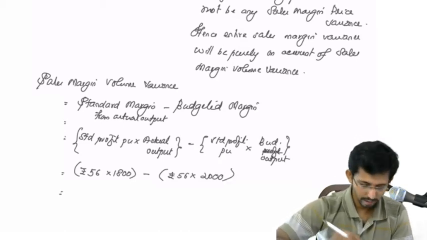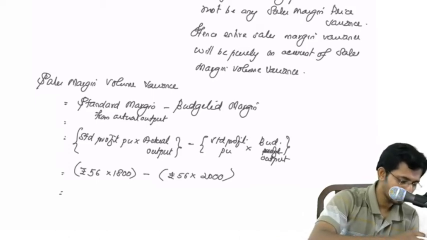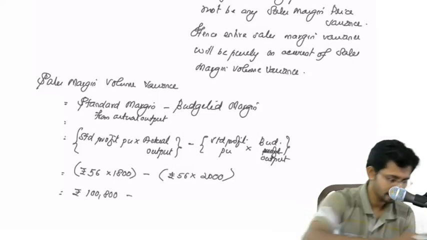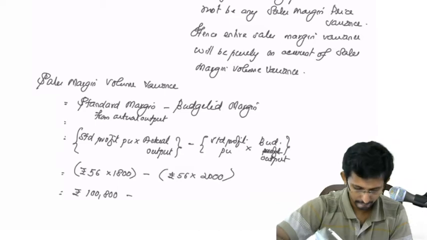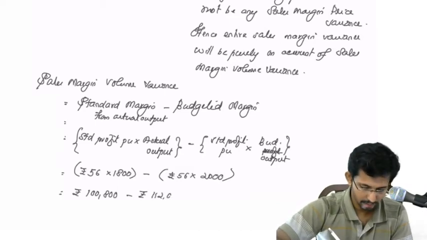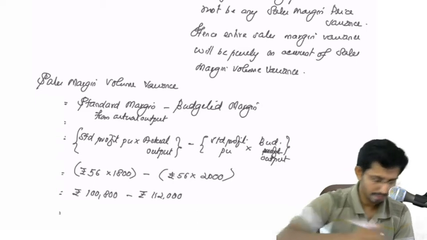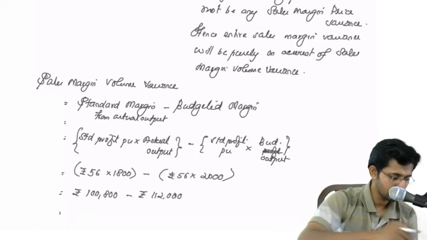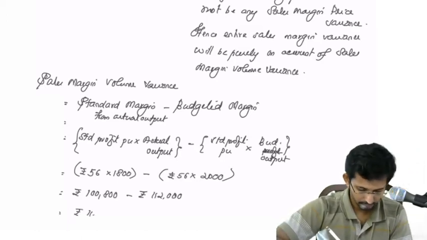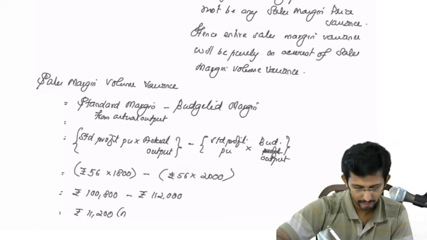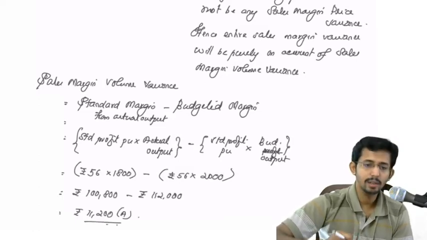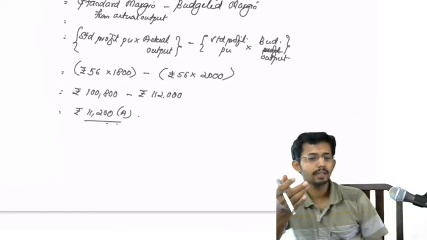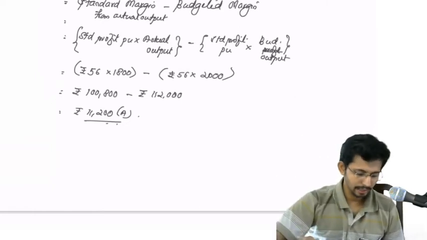That is equal to how much? 56 into 1800 will be 100,800, minus 56 into 2000 will be 112,000. That is equal to 100,800 minus 112,000, which is 11,200 adverse. Why adverse? There is a fall in the sales volume. Whenever there is a fall in sales volume, the profit will be affected accordingly, and that gives you an adverse variance.